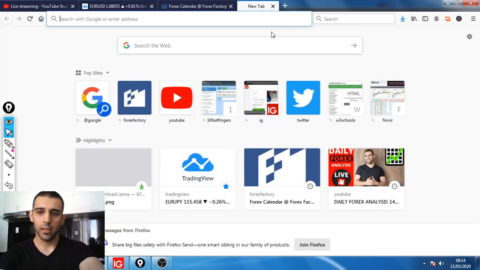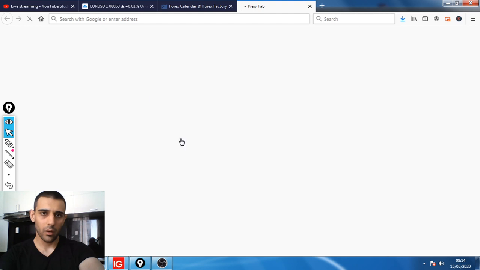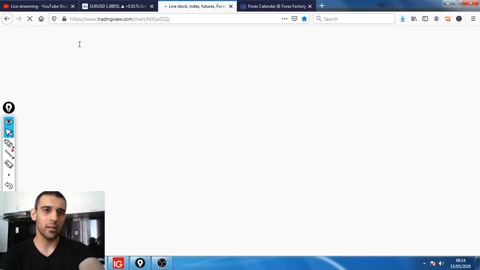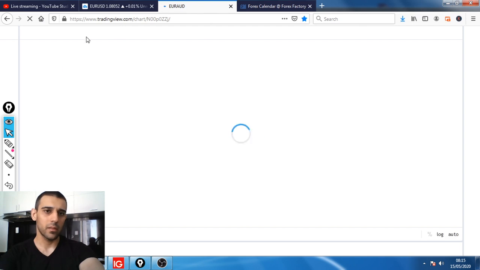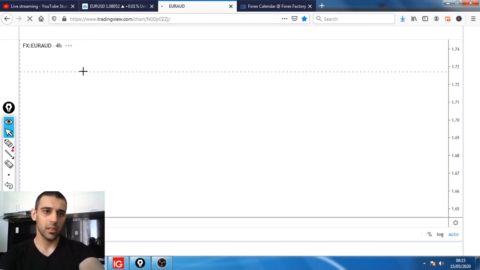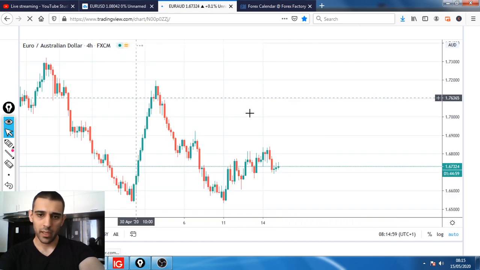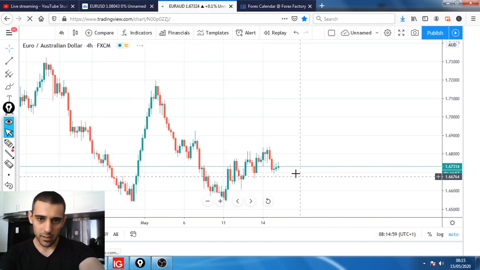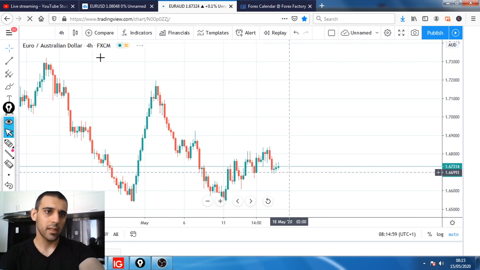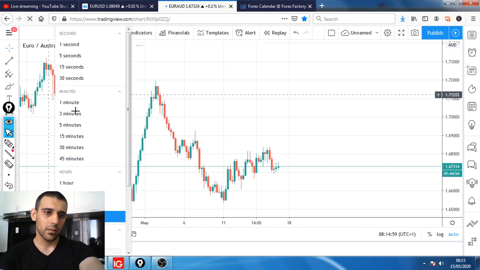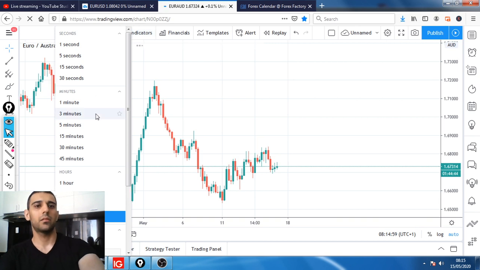Let me have a look and compare the Euro against Australian dollar and this one to see the difference between them. Let's go to the Euro against Australian dollar. I think the lows down there have not been tested yet. Okay, stalling.